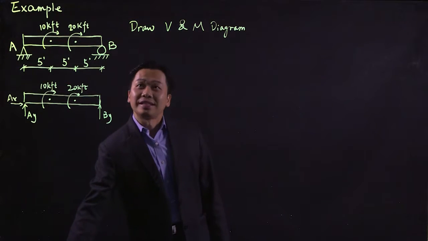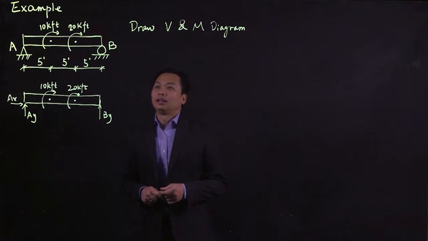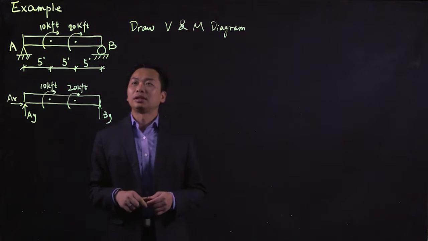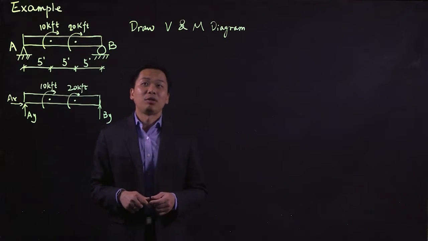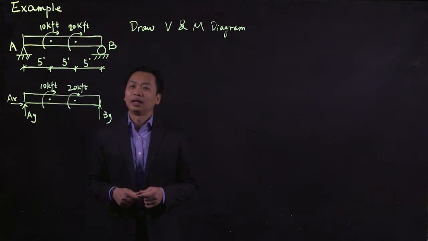Today, we're going to use an example to demonstrate what we learned before. Here is a simply supported beam. We have two concentrated moments. One is 10 kip feet, another is 20 kip feet. And the question was asking you to draw the shear and moment diagrams.